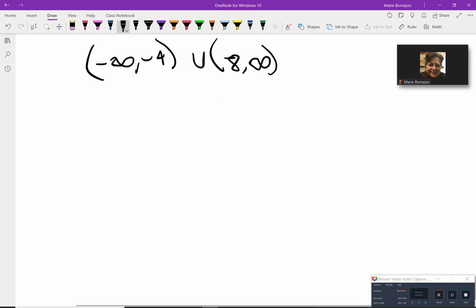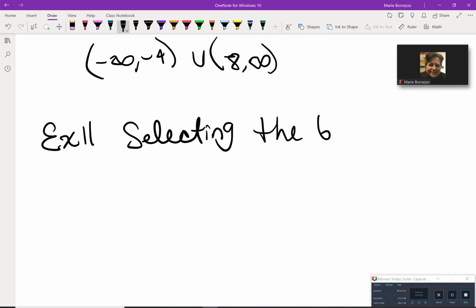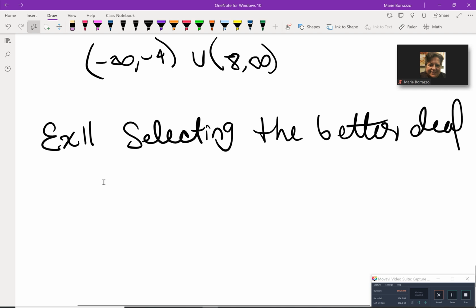Okay, the last example in this textbook, for this section, is example 11, which is selecting a better deal. So selecting the better deal. And what they're giving you here, I'm going to type this up for you because it'll be neater and quicker, I think. So these are good questions for your ACT practice.